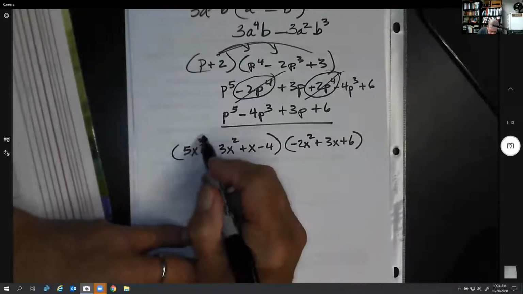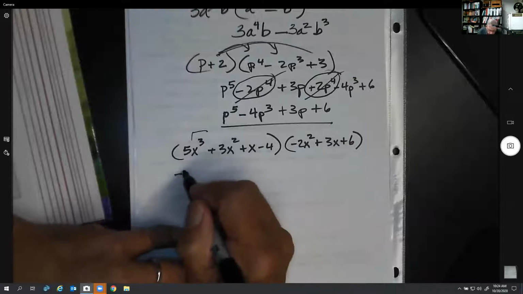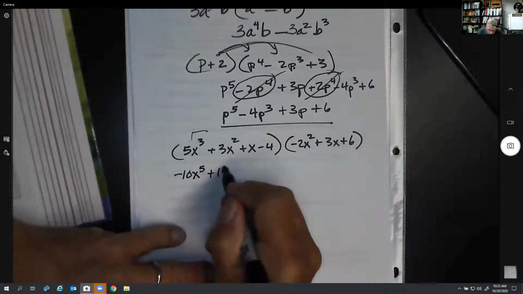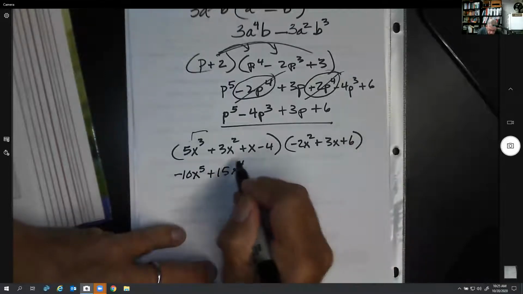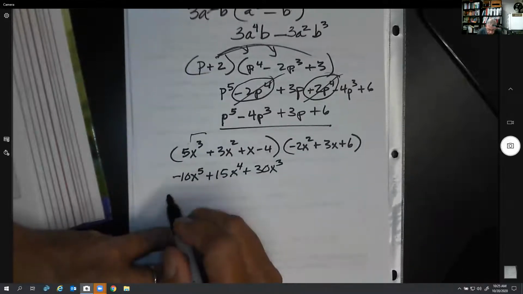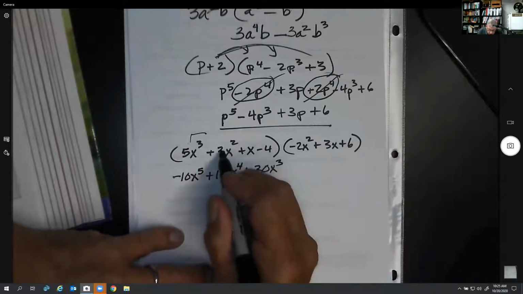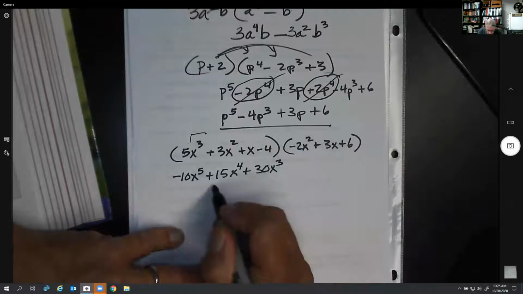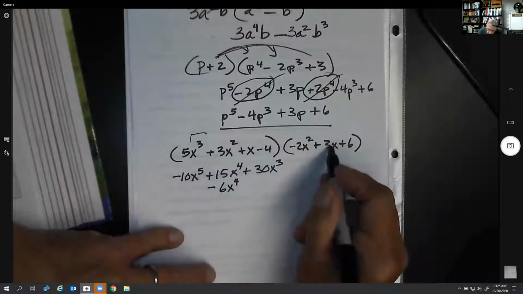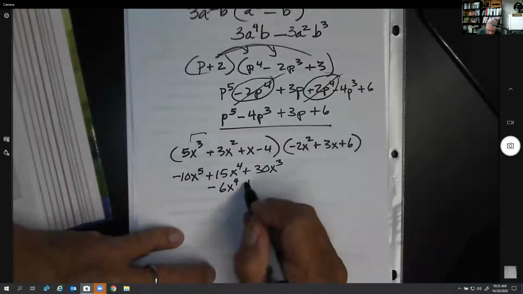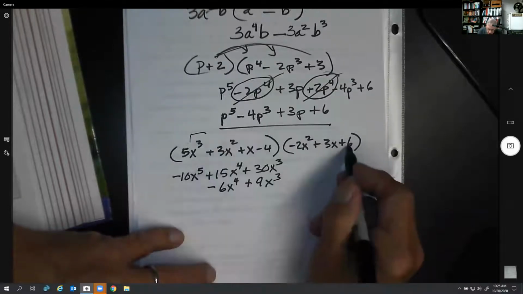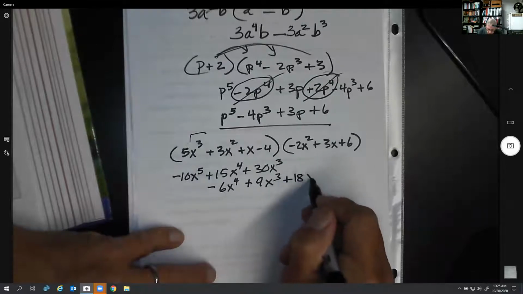So I'm going to distribute this 5x cubed. So this will be a negative 10x to the 5th. And then a 15x to the 4th. And then finally a 30x to the 3rd. Okay, now I'm going to do the 3x squared. And I've got a negative 6x to the 4th. So I'm going to just put that under here, save some work. And then I'm going to distribute the 3x squared here. So that gave me 9x cubed. Put it under the next one. Sometimes they don't come out so nice. And then finally 18x squared.